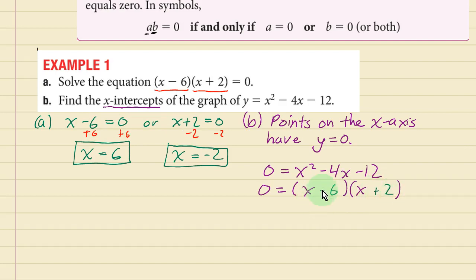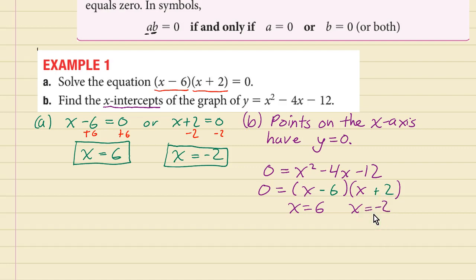If you check that by FOILing it, x times x will give you x squared. -6x plus 2x adds up to -4x. -6 times +2 is -12. So that looks good. Now, to solve this, to find the x's that make it work, well, we've already done that. If we want to make x minus 6 equal to 0, that would be x equals 6. And to make this one equal to 0, we're going to say x is -2.